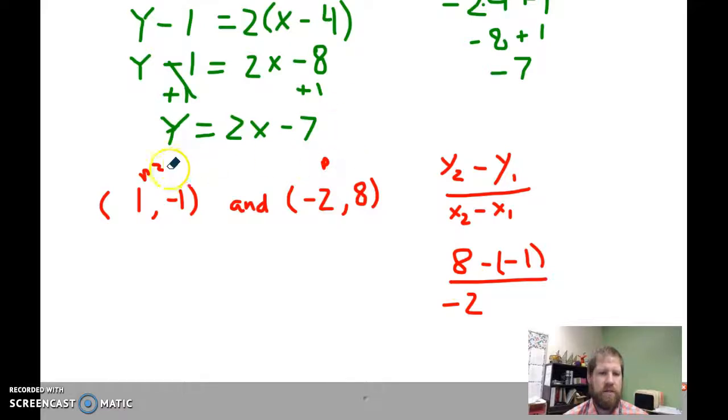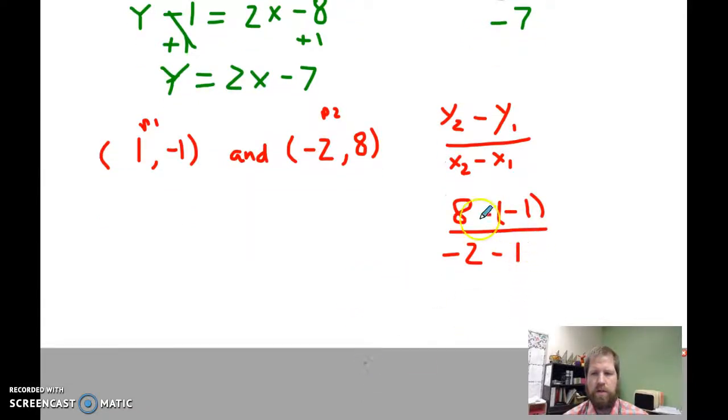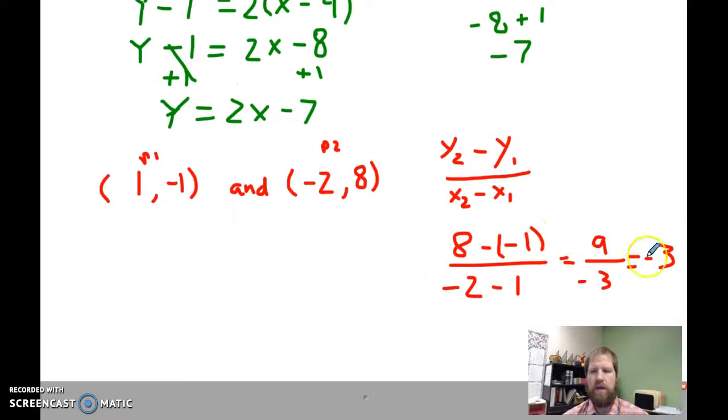See, made a mistake already. Just going to switch that. This will be my point 2. This will be my point 1. I've still got my values lined up correctly, so I can keep going. Minus a 1. So 8 minus negative 1 is going to be equal to 9. Negative 2 minus 1 is going to be negative 3. Now I've got my slope.